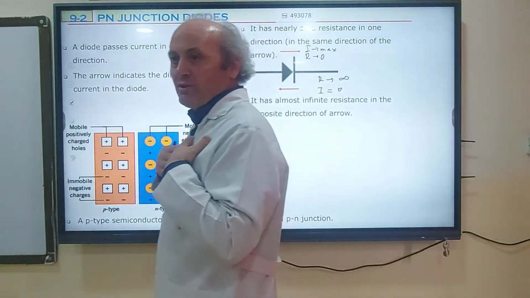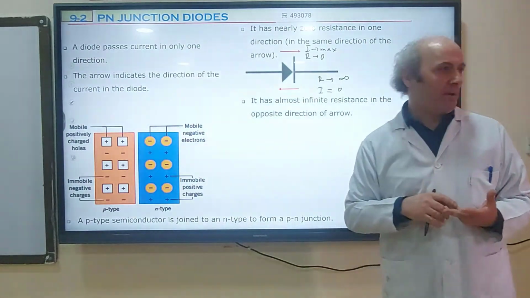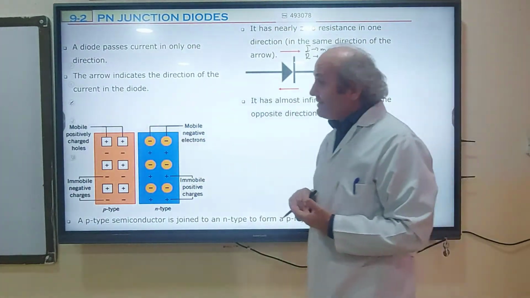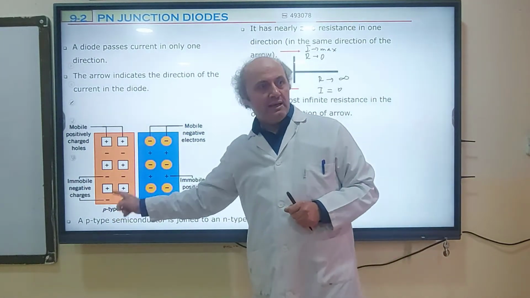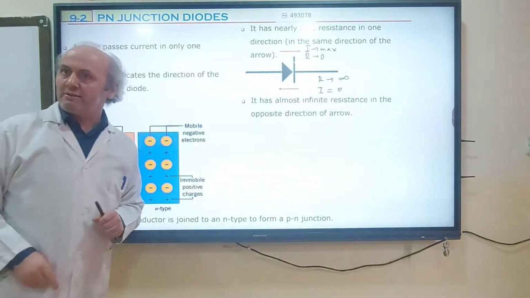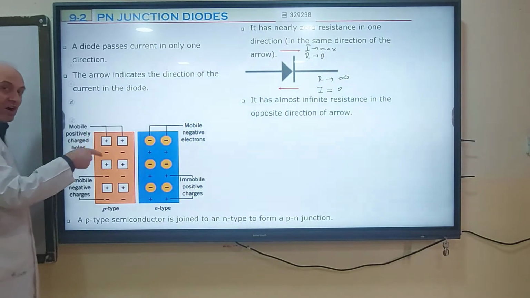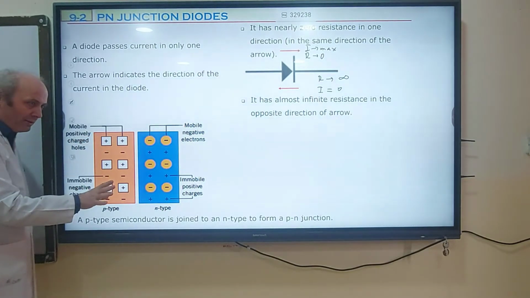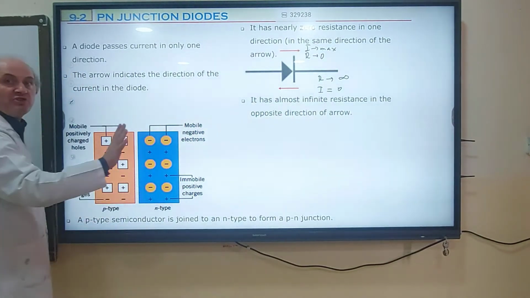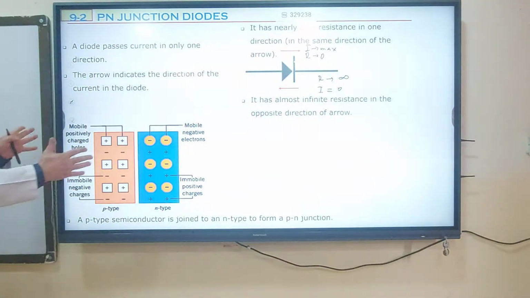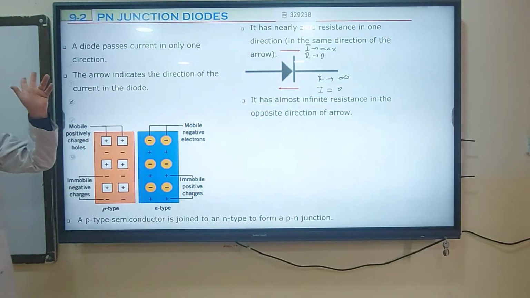But how can a diode do that? What is a diode? First, how can we construct a diode? Now we will talk about this. A diode can be constructed by using a p-type semiconductor and an n-type semiconductor. In a p-type semiconductor, holes are mobile charge carriers, but electrons are immobile. In an n-type semiconductor, electrons are mobile, but positive charges are immobile. Then we combine them and form a p-n junction diode.